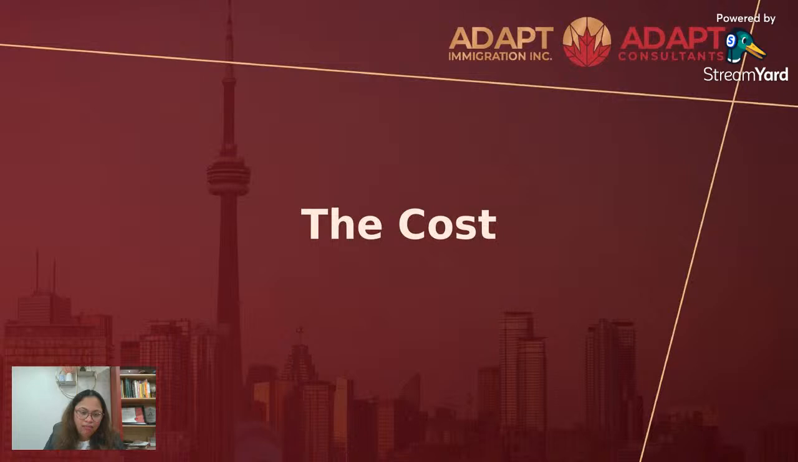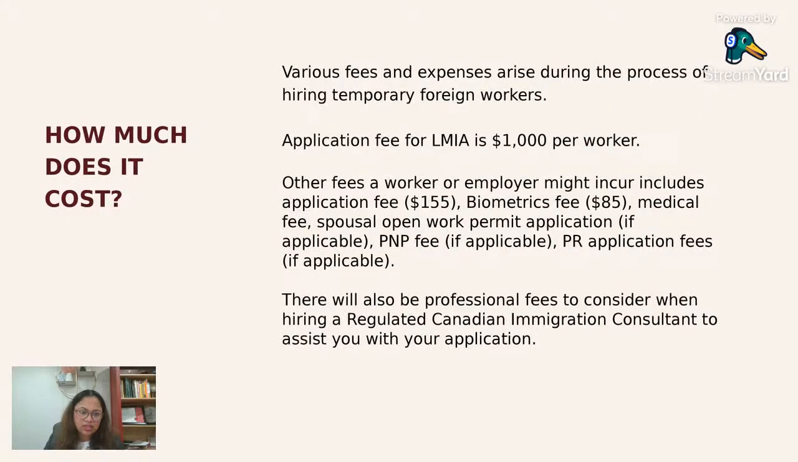So one of the other things before we get into the cost of the whole thing is that the employer has to pay for your LMIA application. By no means should you as a worker be involved in the cost of anything here. The application fee of $1,000 per worker has to be paid by the employer, and any other fees, including the professional fees they use for an RCIC or immigration lawyer, the employer needs to pay for it.